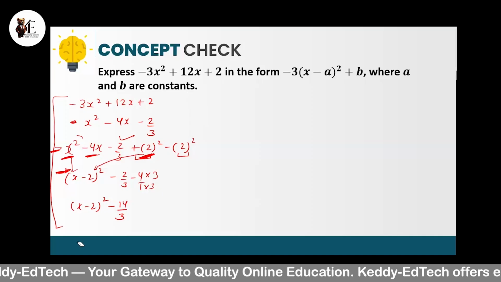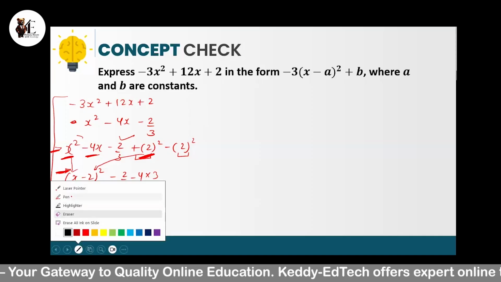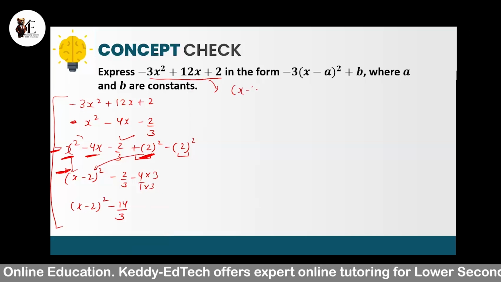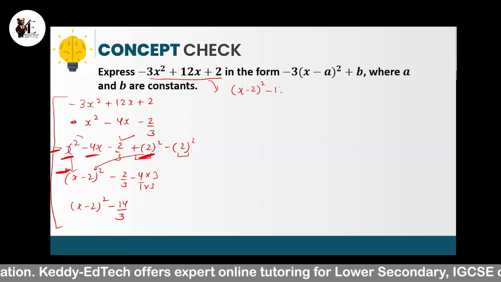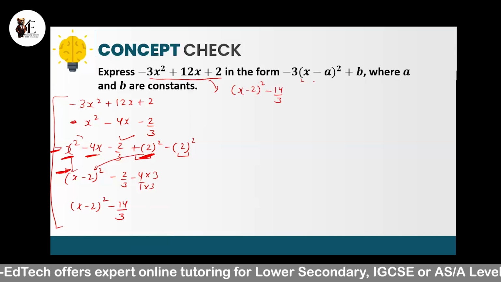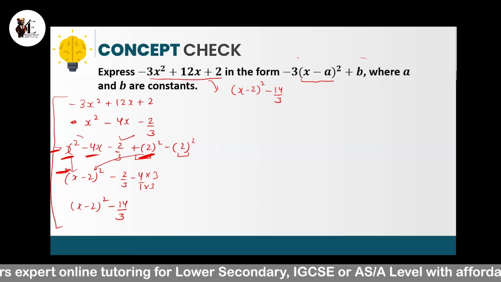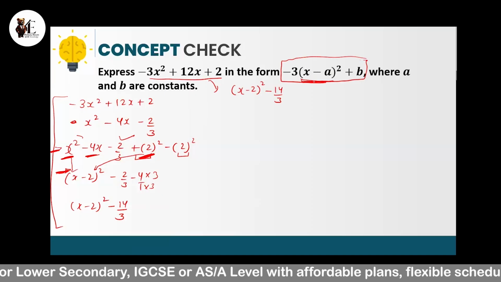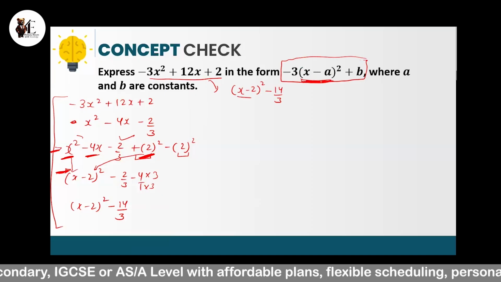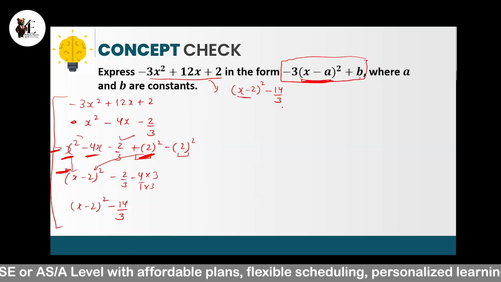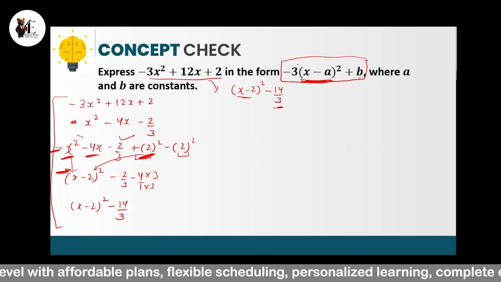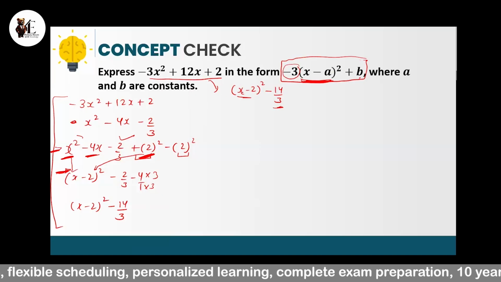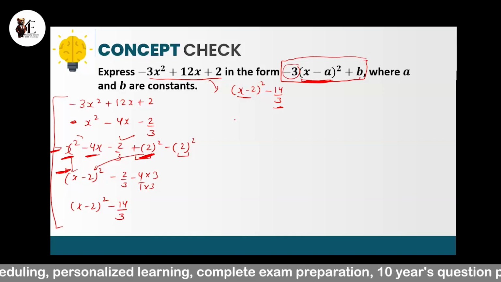You have to practice. So now I have written, you can see, this equation in this form: x minus 2 whole square minus 14 over 3. So I have to write this equation in this form. I have this bracket and the square thing. I have this constant term. What I don't have is negative 3. So to make this negative 3, I will multiply the whole equation by negative 3.